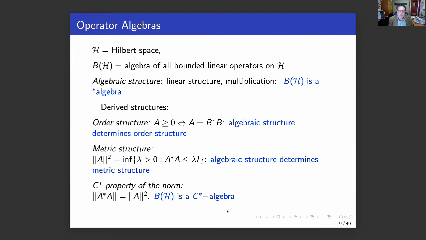There is an order, so you can say an operator is positive if it is of the form B star B, like a complex number is positive if it is of the form B star B for some complex number. Then there is a metric structure, there is a norm, which is just the best bound of the constants that dominate A star A. And then there is this C star norm property, that the norm of A squared is the norm of A star A. And if we have an algebra with this property, this is called a C star algebra.